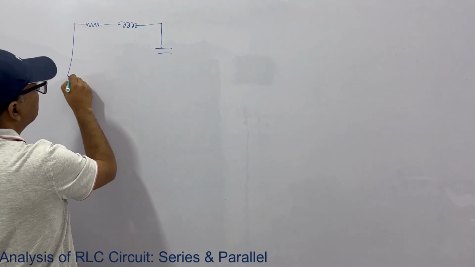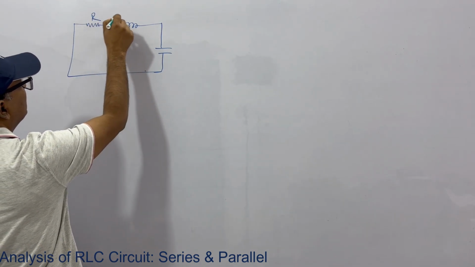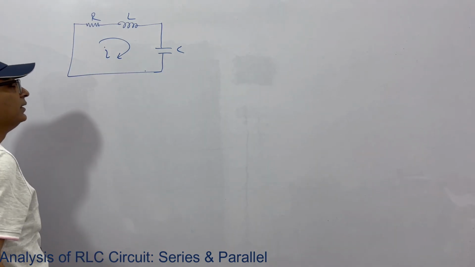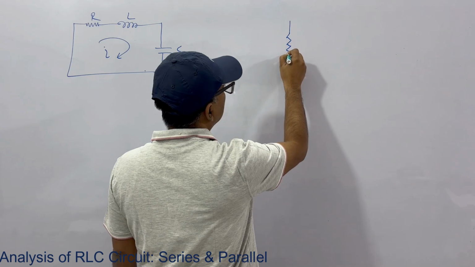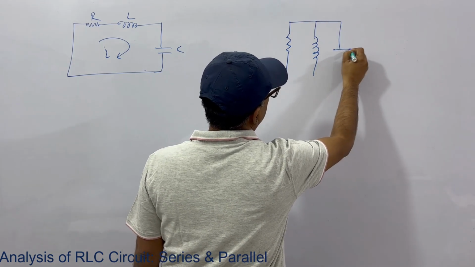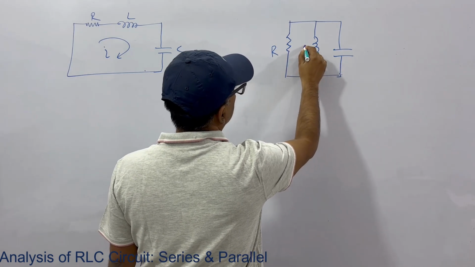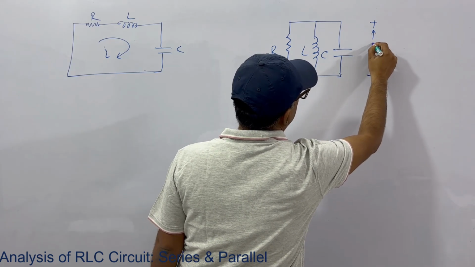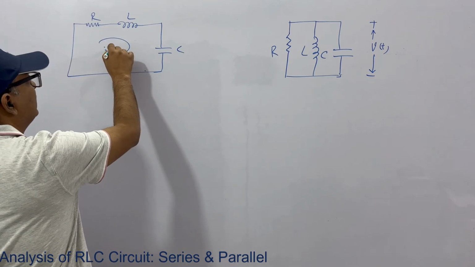So this is the first type of circuit. This is a series circuit, RLC. Let the current flowing through it be IT. And the second possibility is all three in parallel. So these are the two possibilities, RLC. Let's say this voltage from here to here is VT. And this is IT.